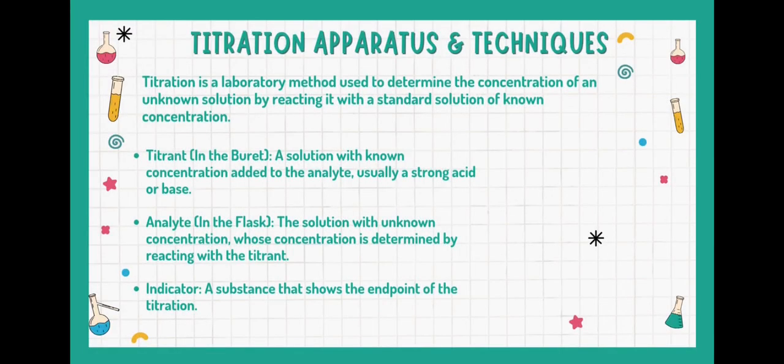Titration apparatus and technique. Titration is a laboratory method used to determine the concentration of an unknown solution by reacting it with a standard solution of known concentration. Titrant in the burette: a solution with known concentration added to the analyte, usually a strong acid or base. Analyte in the flask: the solution with unknown concentration, whose concentration is determined by reacting with the titrant. Indicator: a substance that shows the end of the titration.